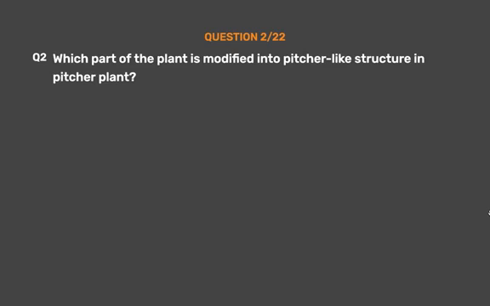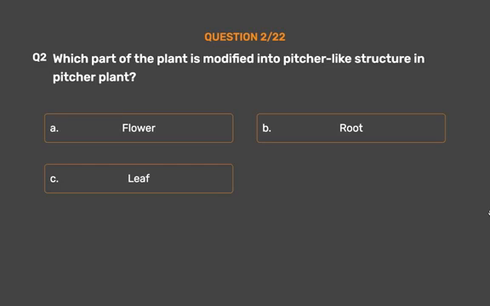Question number 2. Which part of the plant is modified into pitcher-like structure in pitcher plant? Option A. Flower. Option B. Root. Option C. Leaf. Option D. Stem.